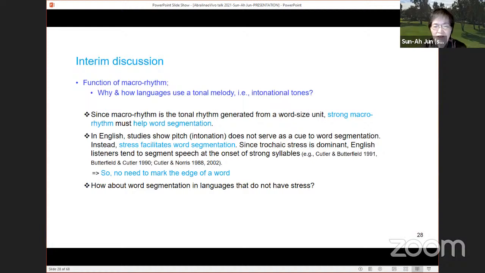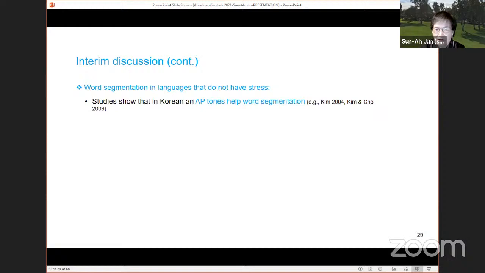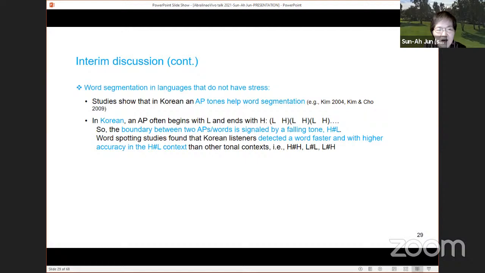The question is then, how about word segmentation in languages that do not have stress? Like Korean, a head-edge language that has no word prosody, they use the AP to do word segmentation. There are word-spotting experiments on this. Since a Korean AP begins with a low tone and ends with a high tone, the AP boundary, which is also a word boundary, falls between the high and the low. So low is the beginning and high the ending of an AP, and then the next AP begins with a low tone and ends with a high tone. When there is a high-to-low transition, meaning a falling tone, that must be where the AP boundary and the word boundary occur. In that experiment, they found that Korean listeners detected the word faster and with higher accuracy in this high-low boundary context than in any other context.